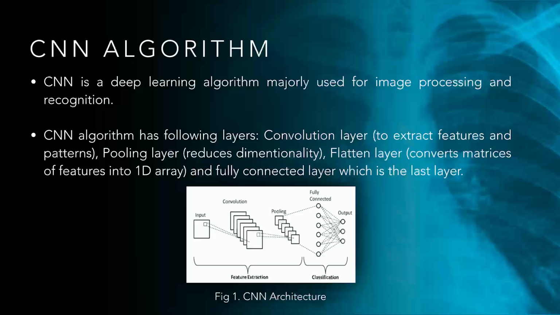Convolution layer extracts features and patterns out of the images and converts the image into a 2D array. Max pooling layer further defines a stride to the 2D array and picks up the maximum element out of the stride and stores it in a new 2D matrix, which it further passes on to the flattened layer. Flattened layer converts matrices of features into a 1D array and then sends it to the dense layer. Then from there it is further sent to the fully connected layer, which is the last layer.